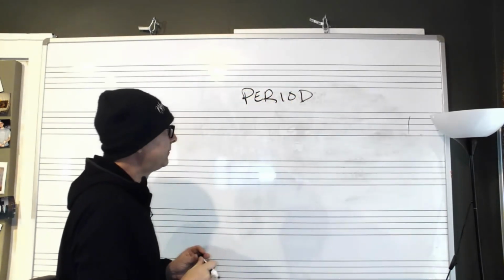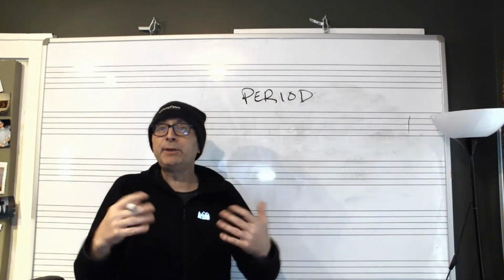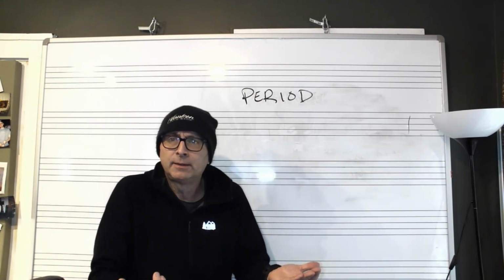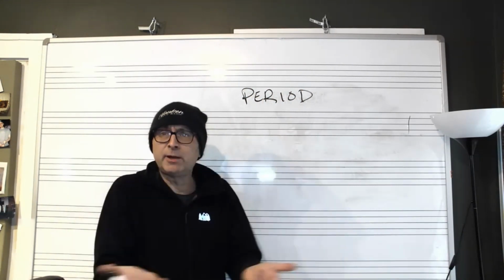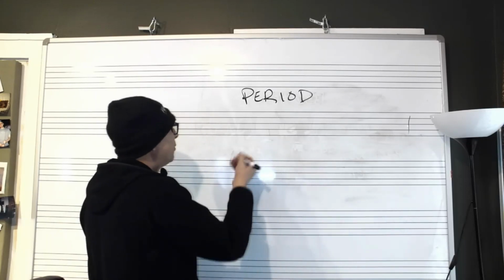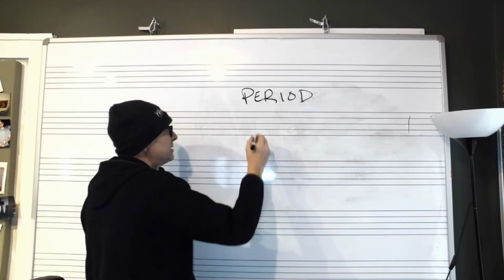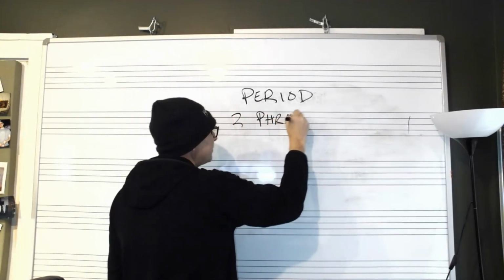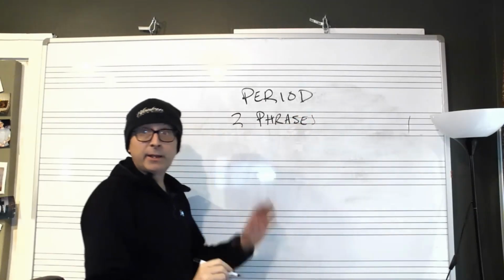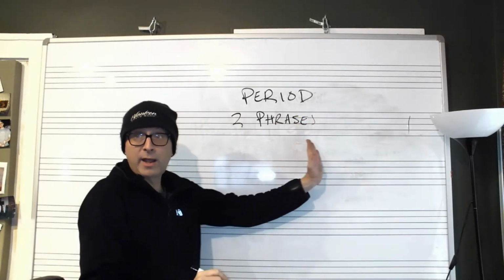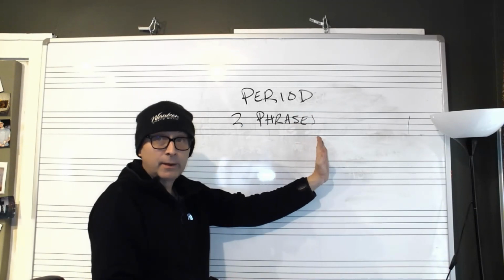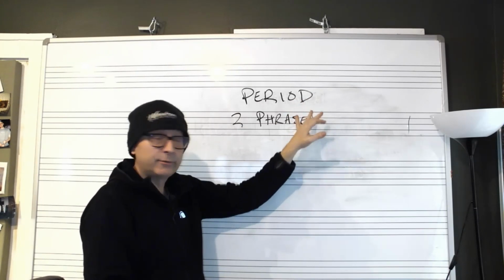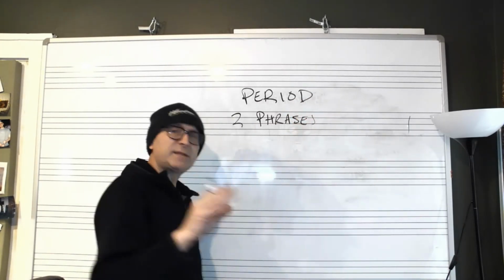A period. Okay, just like a period of time. I remember being in high school and you'd have third period. So we're talking about a unit at a time. And so a period usually consists of two phrases. But it could be three and it could be four, as you'll see in your textbook. So multiple phrases make up these things called periods. Let's keep it simple.